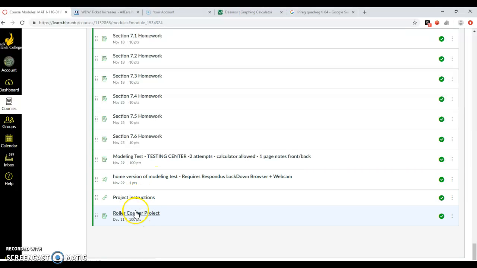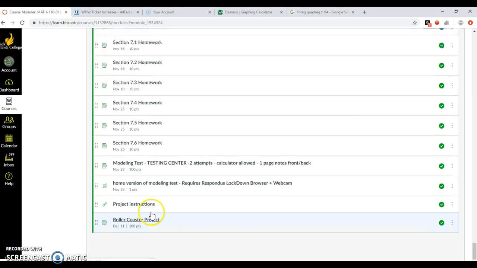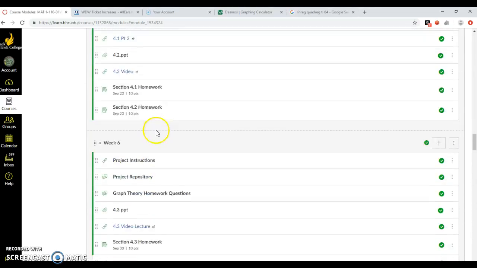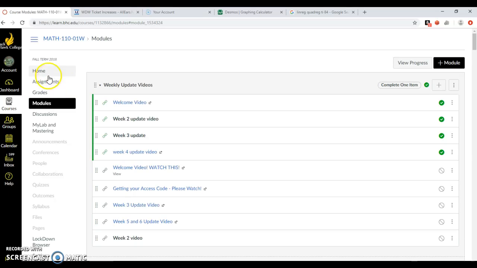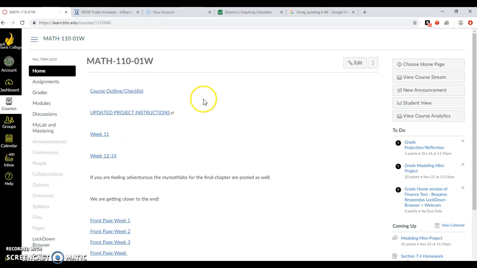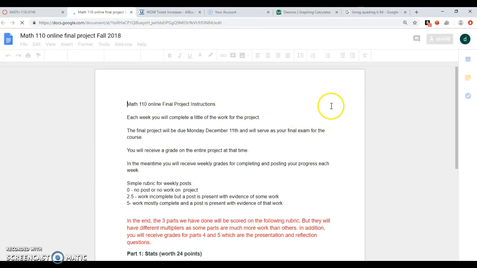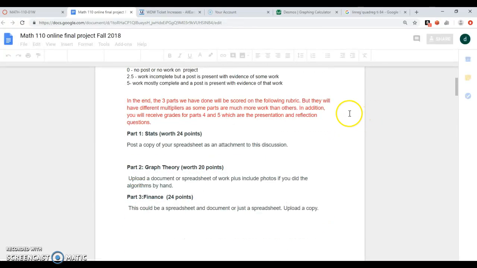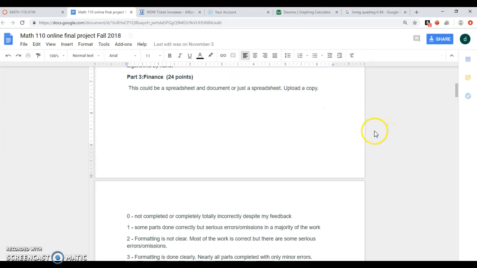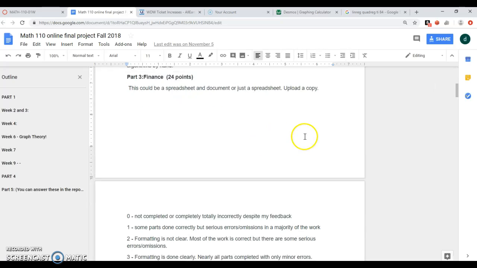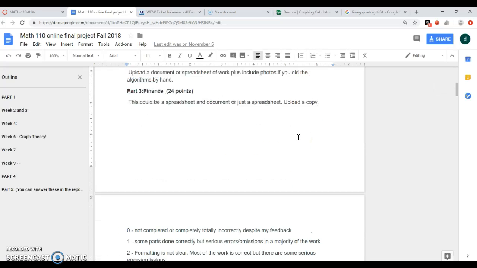We've updated the project instructions for the last time, and the final due date for the project is down here as December 11th. Someone asked in an email if there was a final exam. The final exam is the final project. So the way the course is set up, if you breeze through and finish up this modeling homework, then you can just wrap up the project and be done. So let's take one last look at the final project instructions. We've gone through the stats part, the graph theory part, the finance part previously. All that stuff should get put in your project depository.